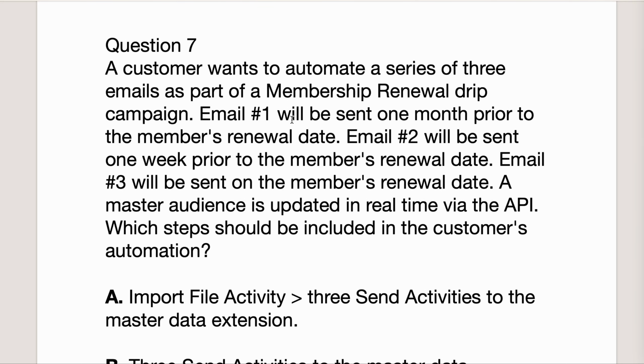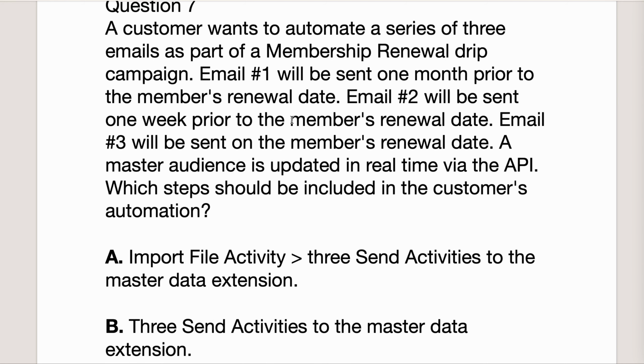The seventh question is: a customer wants to automate a series of 3 emails as part of a membership renewal drip campaign. Email 1 will be sent 1 month prior, email 2 will be sent 1 week prior, and email 3 will be sent on the renewal date. What are you going to do?